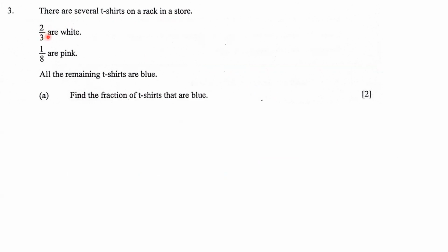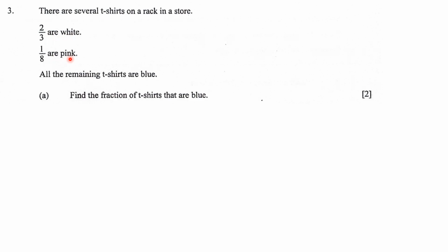2/3 or 2 over 3 are white, 1/8 are pink. All the remaining t-shirts are blue. Find the fraction of t-shirts that are blue. So we have 2/3 of the shirts that are white, 1/8 that are pink, and then we have a remaining fraction of t-shirts that are blue, right?